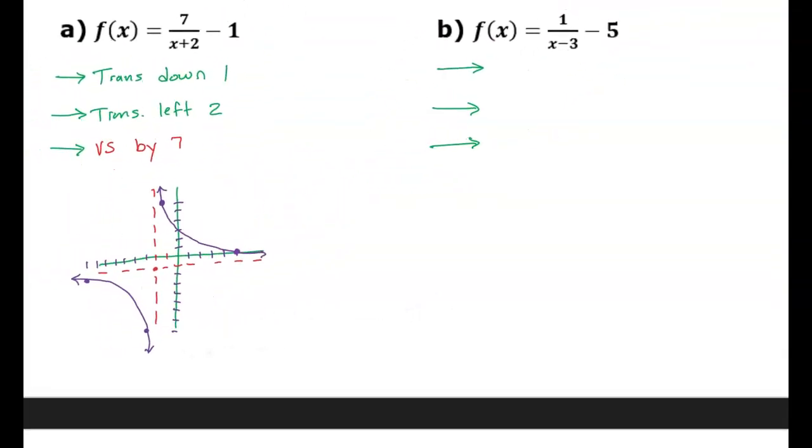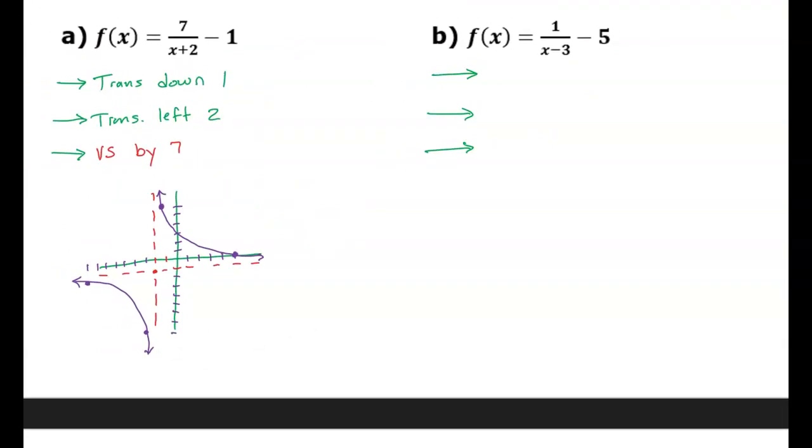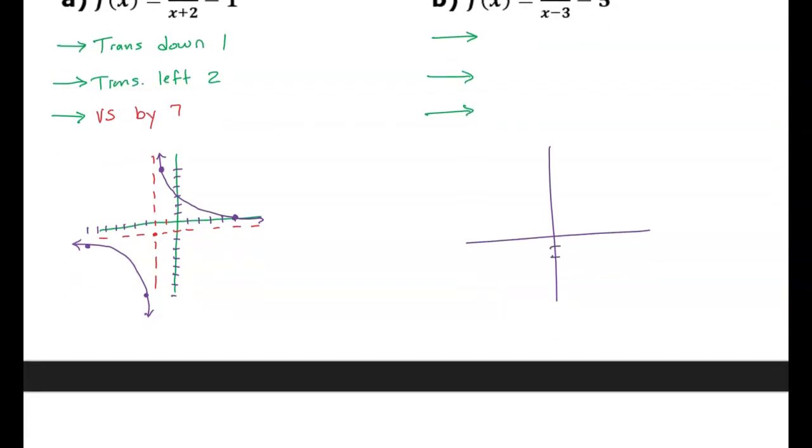I don't think I need to show you sketching part B, do I? Because there isn't even a vertical stretch. Well, I guess I could do it real quick. It's just down 5 and then to the right 3. 1, 2, 3, 4, 5. 1, 2, 3. That's the center of your asymptotes. And then how do you create the curves of your graph? You just go up 1 over 1, and then down 1 over 1. And that is the center of your curve. And we're done.